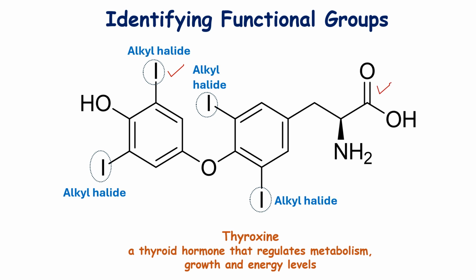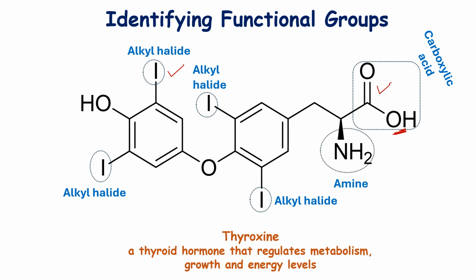There is a carbonyl group, but this carbonyl group is attached to OH. Carbonyl and OH together is carboxylic acid. We have an NH2 group. NH2 is amine. But similar to alcohol, amines are of three types: primary, secondary, and tertiary. Nitrogen of amine is attached to one carbon. It has one carbon as its first neighbor. So this is an example of primary amine.